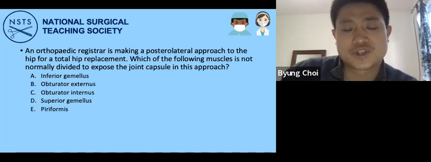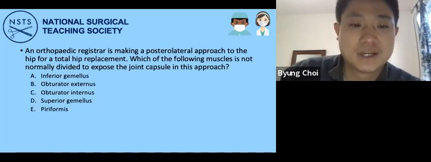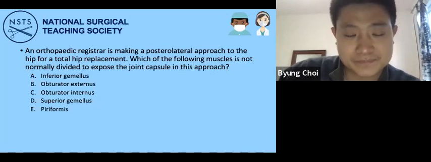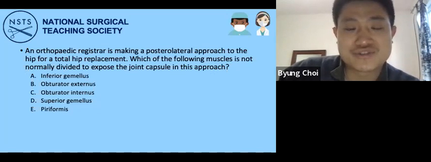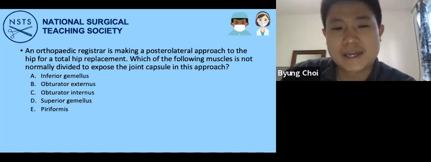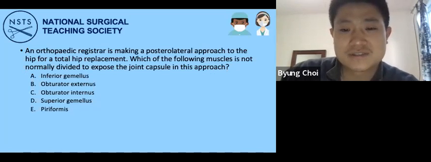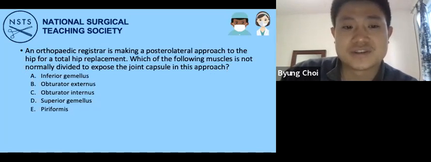Great. So an orthopedic registrar is making a posterolateral approach to the hip for a total hip replacement. Which of the following muscles is not normally divided to expose the joint capsule in this approach? So A, inferior gemellus, B, obturator externus, C, obturator internus, D, superior gemellus, and E, piriformis.